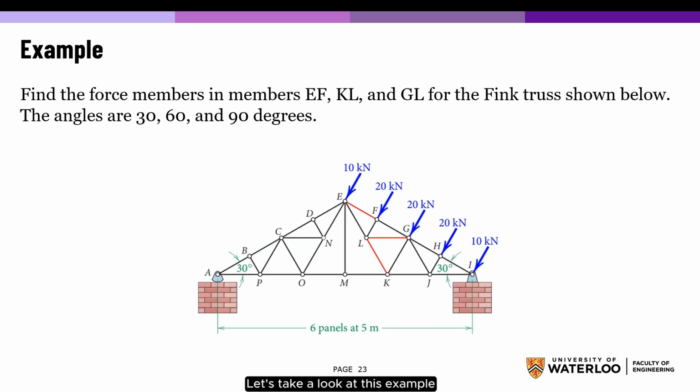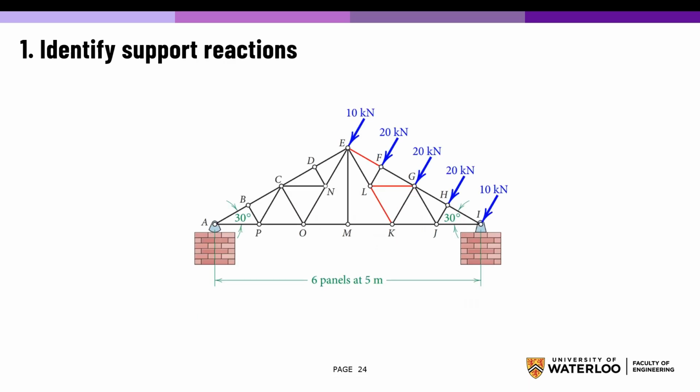Let's take a look at this example. Find the forces in members EF, KL, and GL for the Fink truss shown below. The angles are 30, 60, and 90 degrees. Let's identify our support reactions. At A, we have a roller support, giving us the reaction AY, and at I, we have a pin support, giving us IY and IX.